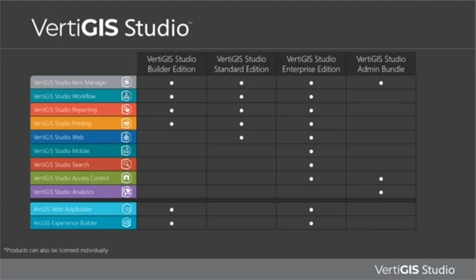If you want to work with the Experience Builder, then this Studio Builder edition is the right way to go, because there you get the workflow, reporting, and printing for the Experience Builder. The Web App Builder is no longer relevant, so it's the Experience Builder. So these are the most important bundles. Of course, there's also an admin bundle for server health, etc.